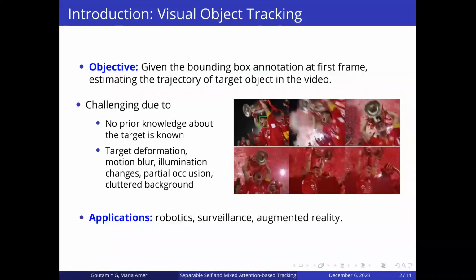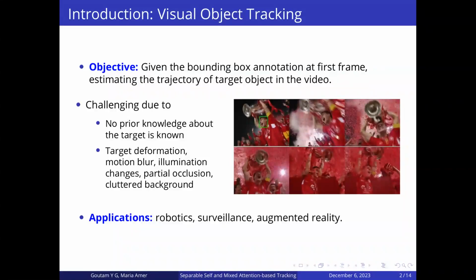To give a brief introduction of object tracking, let's assume that you are given a video, and in the first frame of the video a target object is annotated with a rectangular bounding box. The goal of the tracking algorithm is to estimate the trajectory of the target object in the given video.